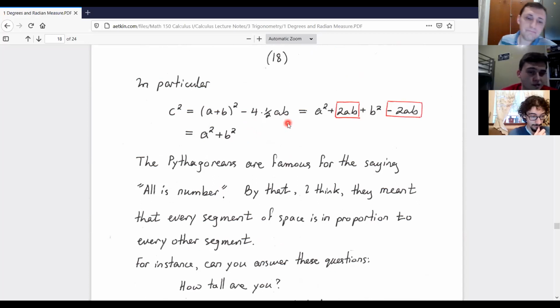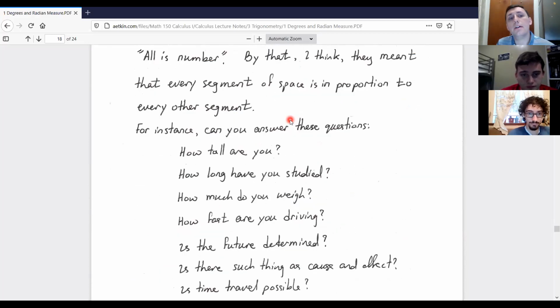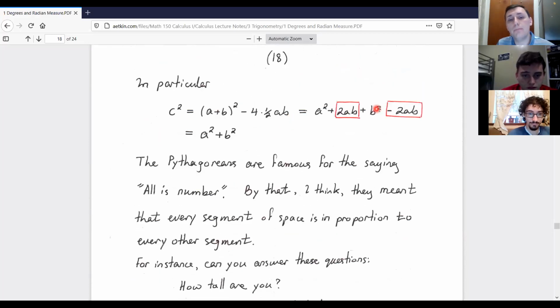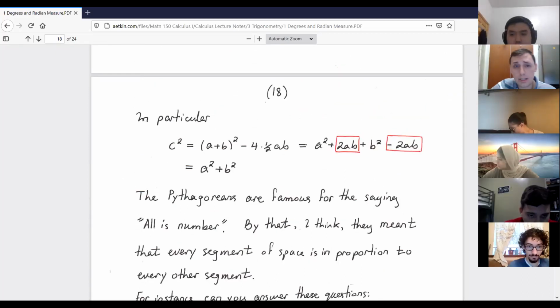So guys, this Pythagorean theorem was something very important and secretive in the Pythagorean doctrine, which stated all is number. They had this strange saying, all is number. What do they mean by all is number?